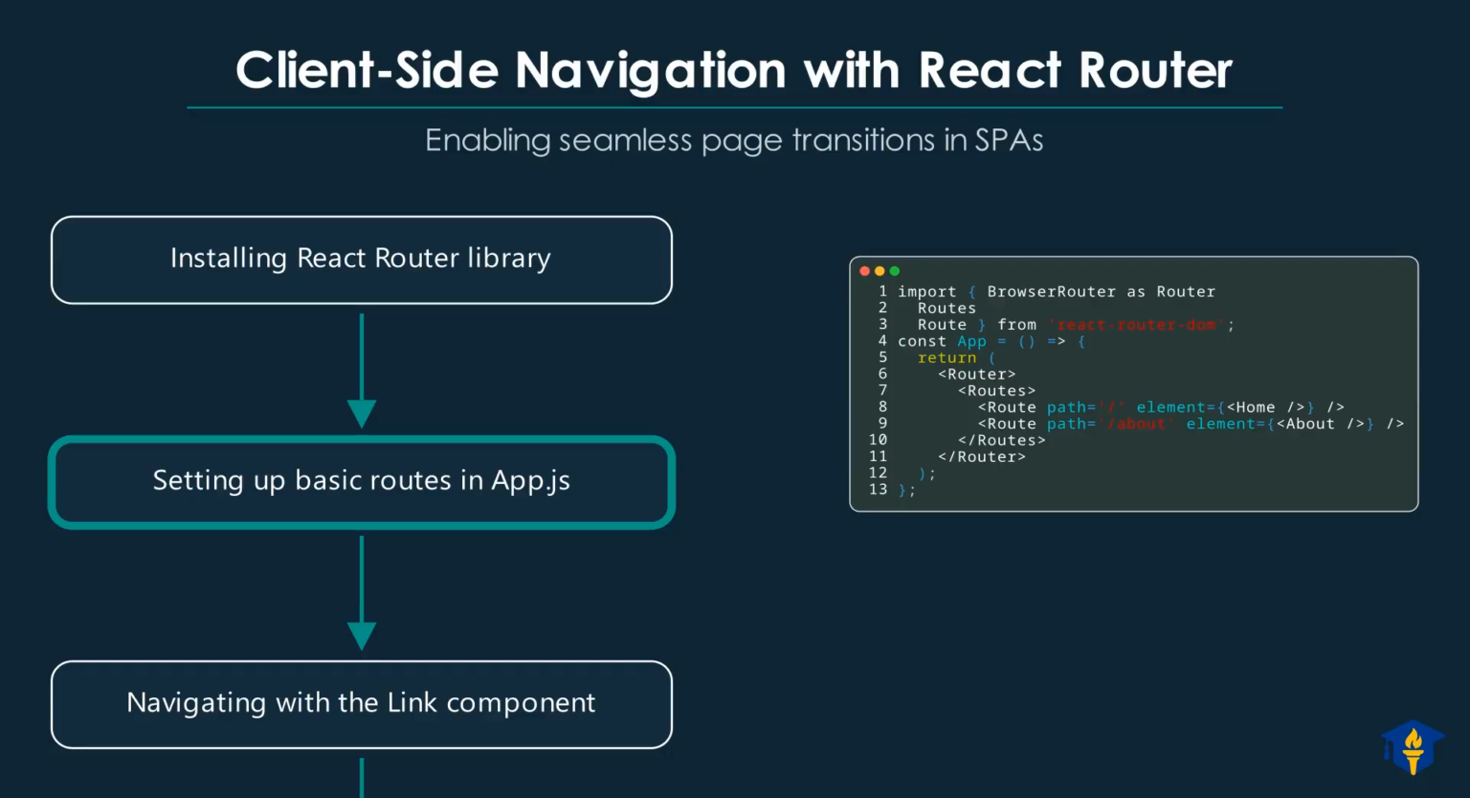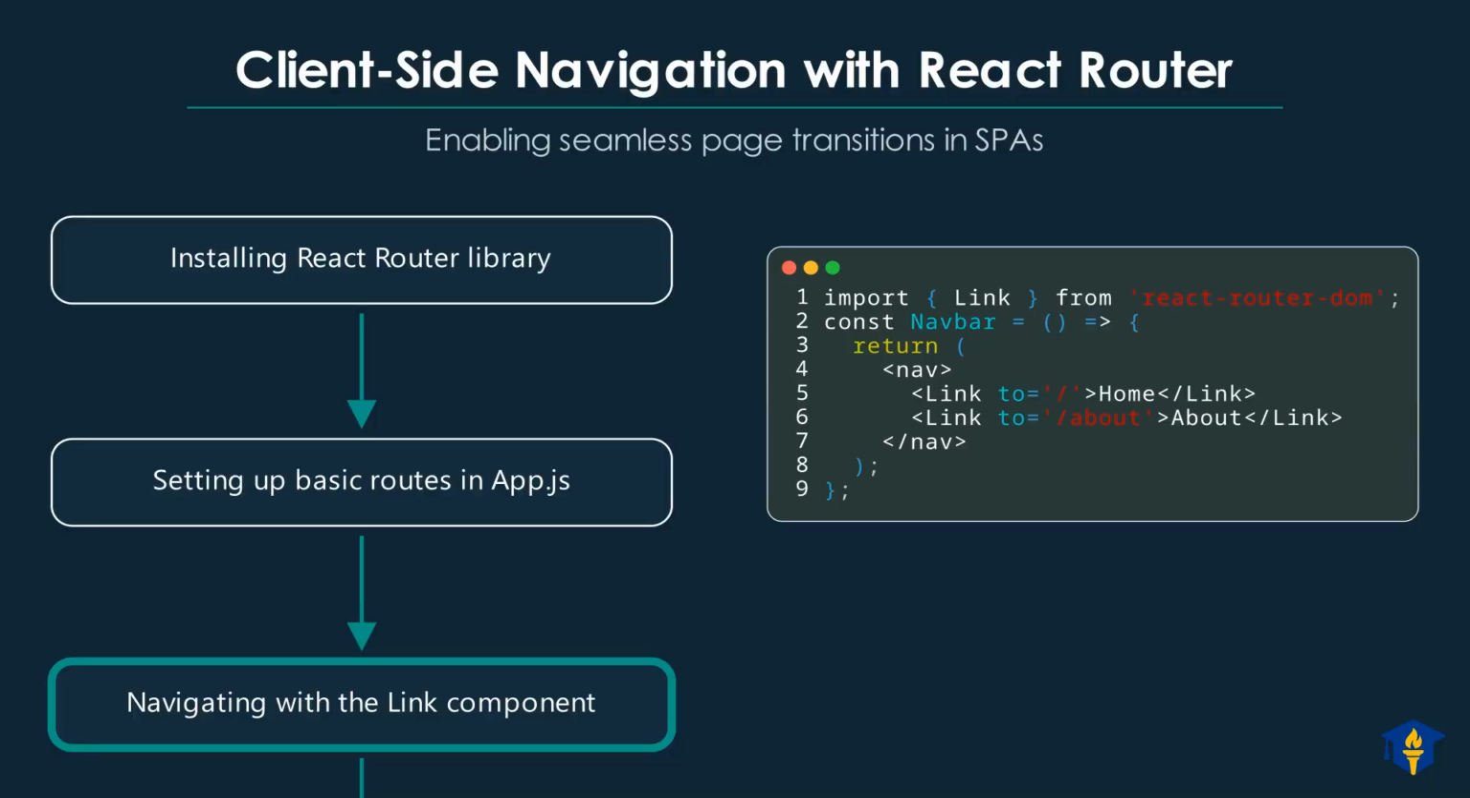Next, we will set up the basic routes for our application within the app.js file. This code sets up the router and defines two basic routes, linking paths to their respective components. Now, let us see how to navigate between different views using the Link component. The Link component allows users to navigate between pages without triggering full page reloads, enhancing user experience.